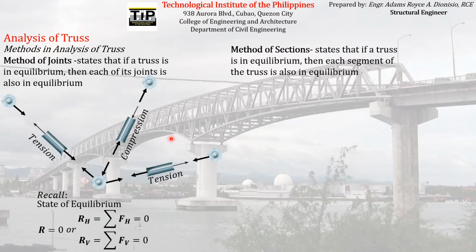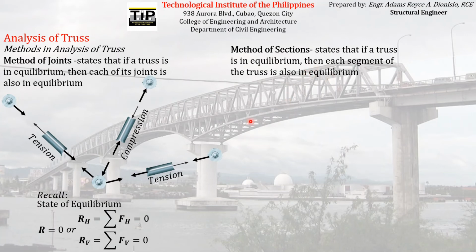Now, dito tayo sa second method of analysis ng truss, yung tinatawag na method of sections. So, ano naman sinasabi sa method of sections? Parang katulad lang din dito sa method of joint. Sabi ni method of sections, kung yung truss mo daw is in equilibrium, dapat kung hahatiin mo siya, yung lalabas dapat na segments, dapat each of them will be also in equilibrium.